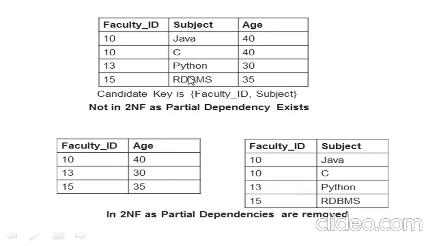If you look at this example table, you have three columns: faculty ID, subject, and age of the faculty. Now what is the primary key or candidate key in this table? There is no single column which can act as a primary key, so you take two columns, faculty ID and subject, which collectively act as the primary key or the candidate key.